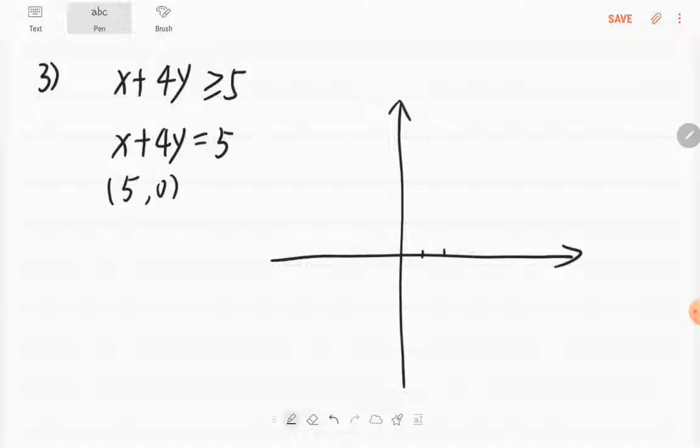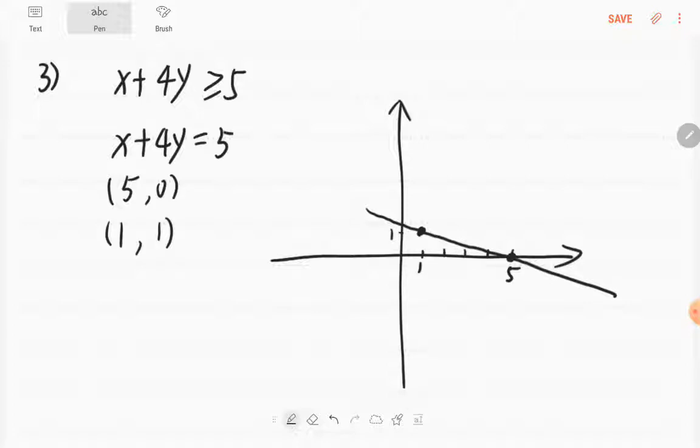1, 2, 3, 4, 5. 5, 0 is here, right? If we take x equals 1, y must be 1. So 1, 1 is here. So you connect these 2 points. This is the 1, 1 point, right? This is the 1, 1. So this is 5. So you connect these 2 points. So this is a straight line, is a solid line.